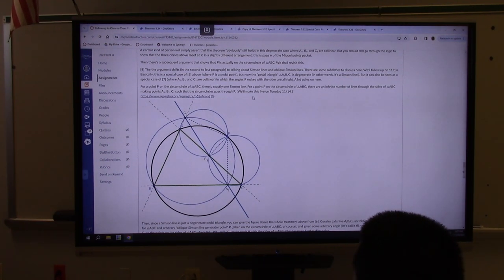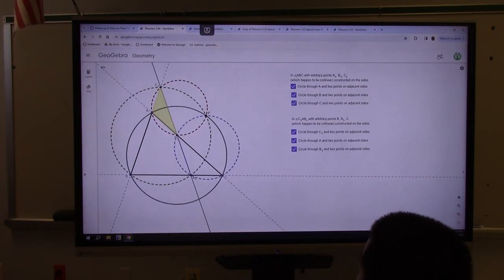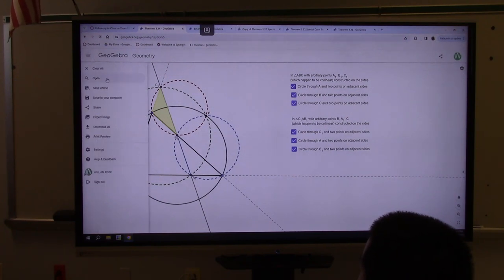But there are an infinite number of lines. I said, we'll make this live. There are an infinite number of lines through the sides of triangle ABC making one. So let's just, if I said I was going to do it, let's just do it. Let's just make a quick GeoGebra file.